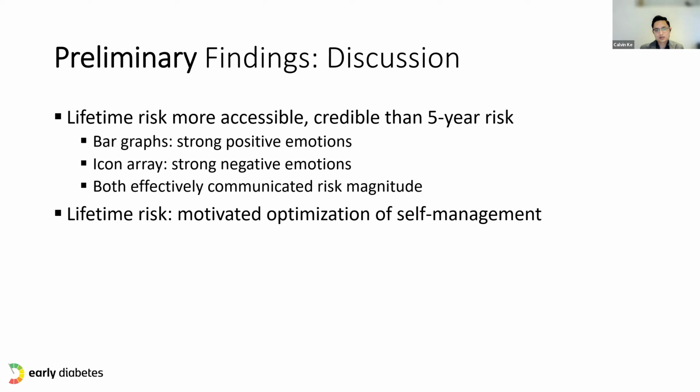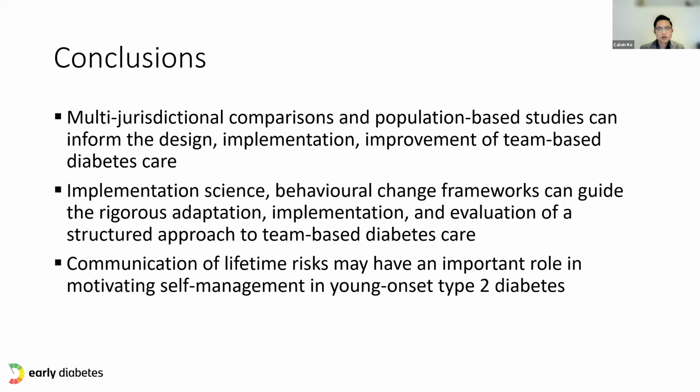But at least there's some basis for including these types of estimates in an intervention where we would enhance self-management diabetes education with these types of estimates and with personalized recommendations. So I'm going to wrap up here so that we have some time for questions, and emphasize that multi-jurisdictional comparisons are really useful in generating these types of insights that can improve diabetes team-based care, and that we need implementation science and behavioral change frameworks to guide the adaptation of these approaches. And I think that lifetime risks are very important for motivating self-management potentially, especially in young adults with type 2 diabetes.